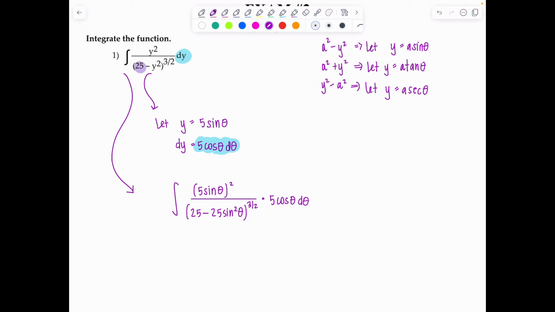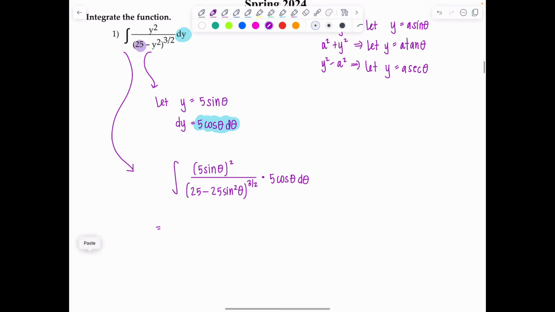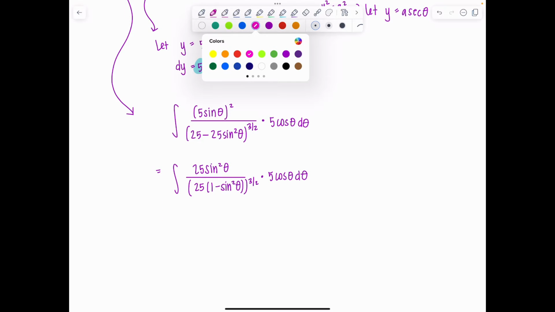All right, now we call in the cleanup crew and we go, let's clean this up before we integrate. So numerator, that should be good. That's just 25 sine squared theta over. Now, down here, I can take a 25 out of both terms in the denominator, and then I have 1 minus sine squared theta, and that's all being raised to the 3/2 power. Yes? Good. And then times 5 cosine theta d theta. Very good. Now I want us to focus our attention down here just for a little bit.